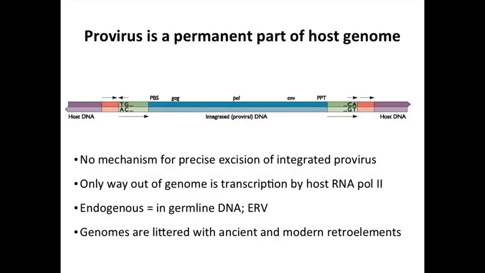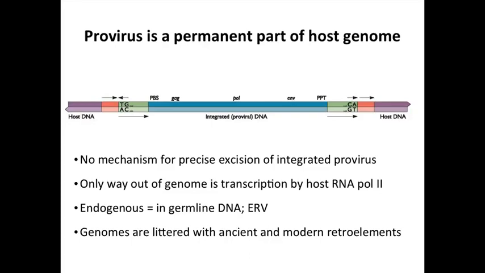Now this provirus is a permanent part of you. It gets integrated, and as I say, we don't know how to take it out. The virus doesn't want to take it out. The way the virus gets out of the cell that has the provirus is by having the cell make mRNAs, and those get packaged into new virus particles. So the only way out of the genome is by transcription.